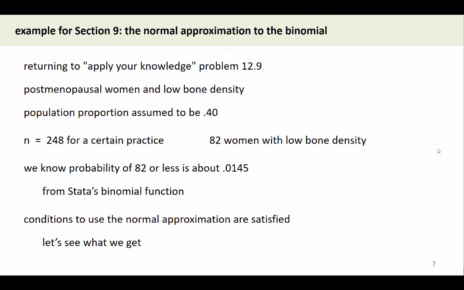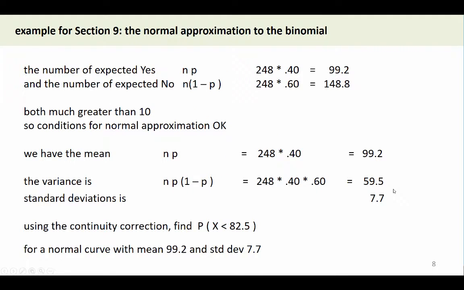The conditions to use the normal approximation are going to be satisfied here. So let's see what we get. Number of expected yes, n times p, 248 times 0.40 is 99.2. Number of expected no, n times 1 minus p, 248 times 0.60, 148.8.